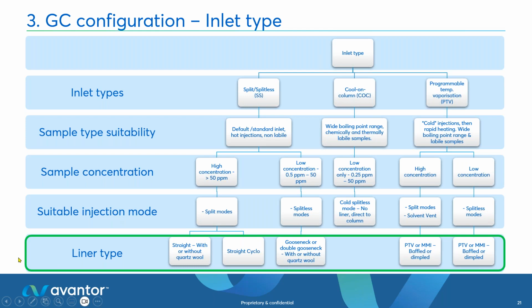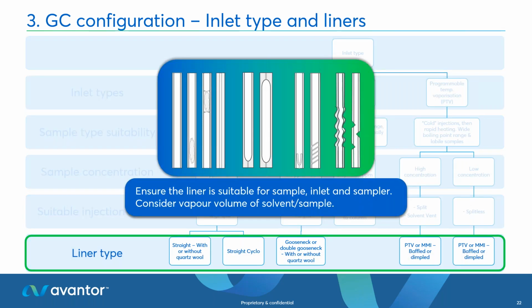Then when you look at PTV, we have baffled or dimpled liners. So these have these geometries to help with the movement and the mixture of the sample whilst it's going into that cold injection environment and then rapidly heating. So straight away you can see that some of the decisions, the products that you want to use are influenced just by the type of inlet that you've got.